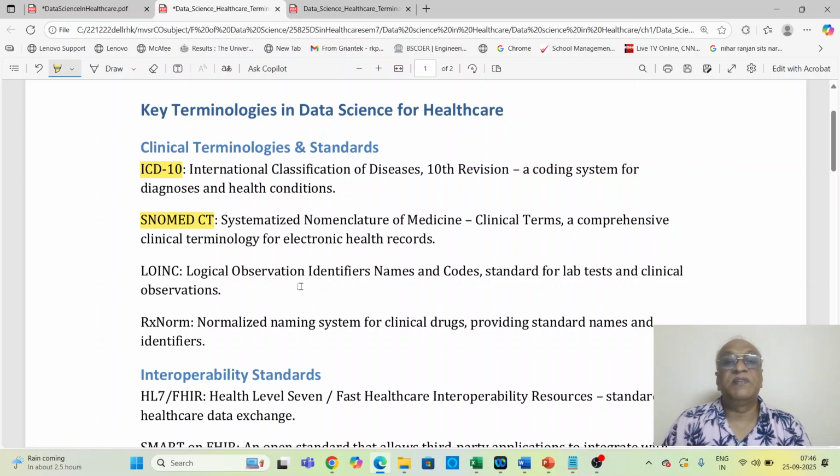Next term is SNOMED CT. It stands for Systematized Nomenclature of Medicine Clinical Terms, a comprehensive clinical terminology for electronic health records. Next term is LOINC, Logical Observation Identifiers Names and Codes, a standard for lab tests and clinical observations. Next term is RxNorm. It's a normalized naming system for clinical drugs, providing standard names and identifiers.